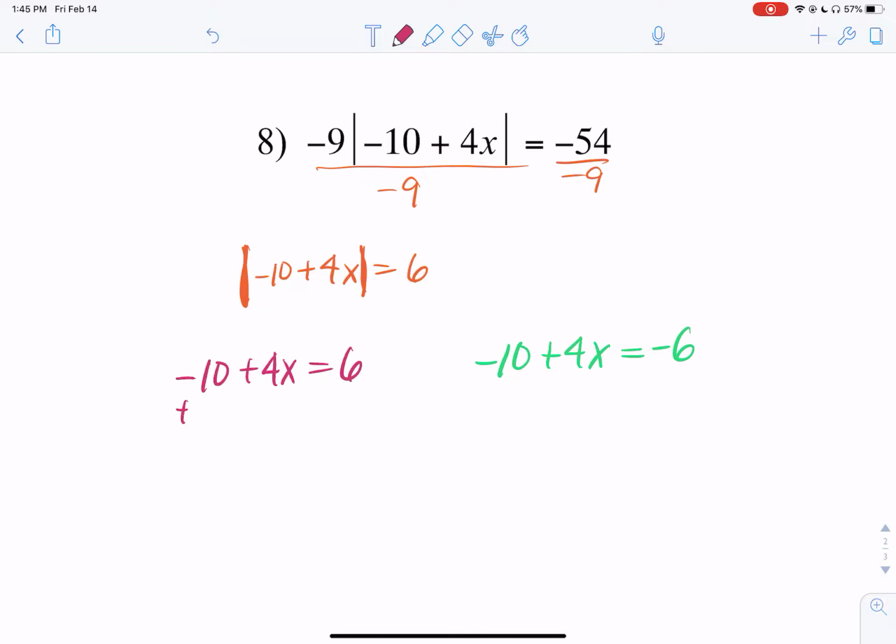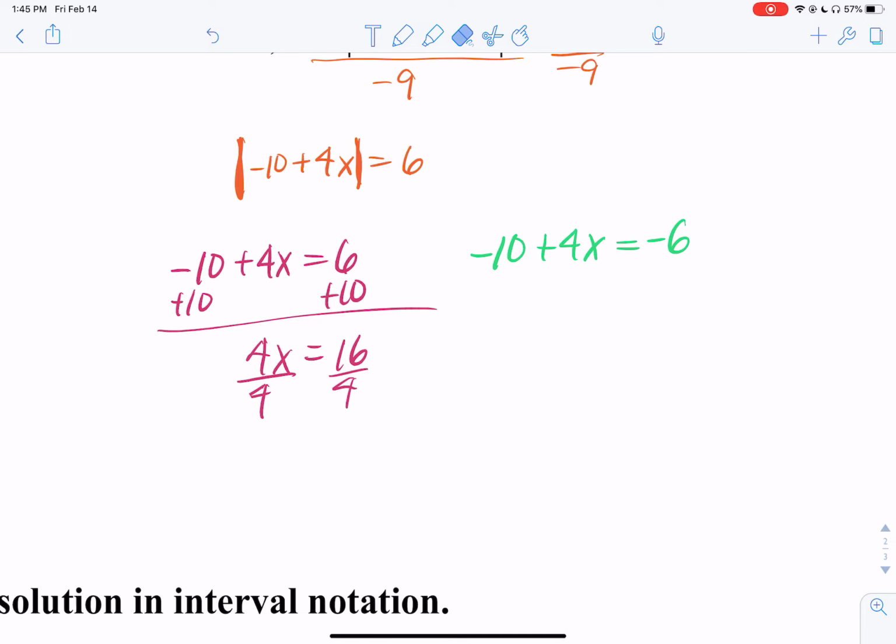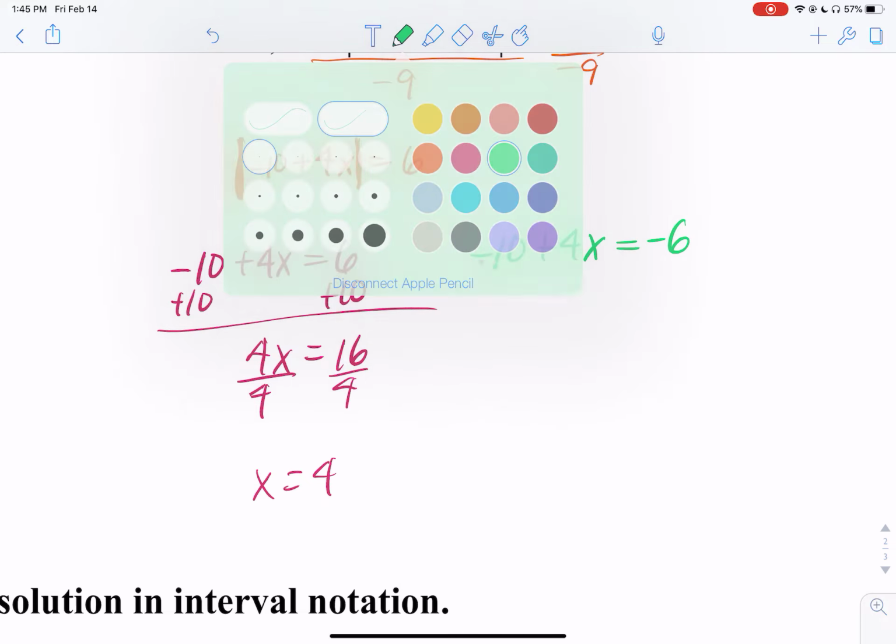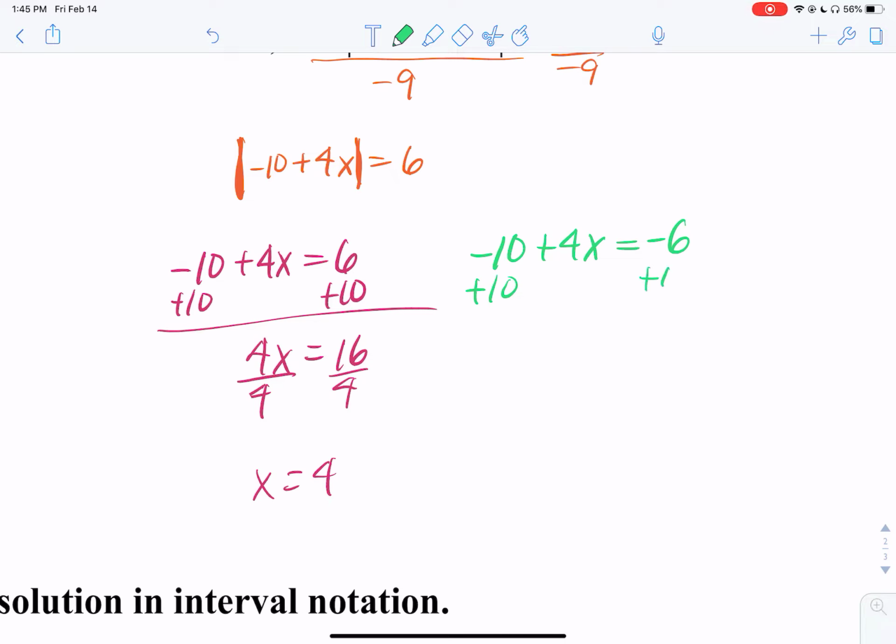So for the first one, I would solve it by adding 10 to both sides. So 4x would equal 16. And dividing by positive 4, you get that the value of x is equal to 4. Now for the second one, again, I would start by adding 10 to both sides, and 4x would equal positive 4, and dividing by 4, we get that the value of x would equal 1.